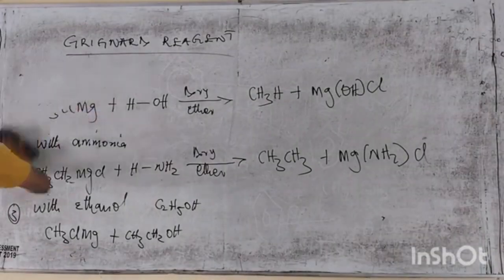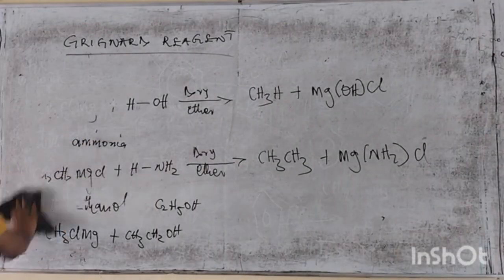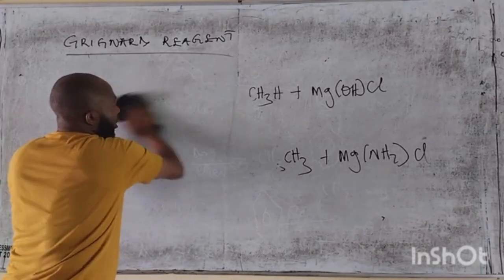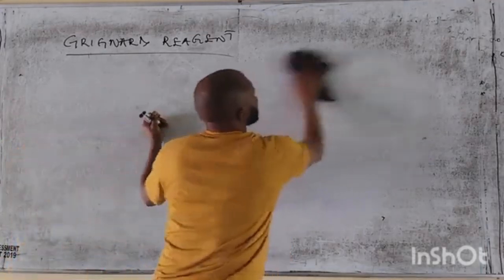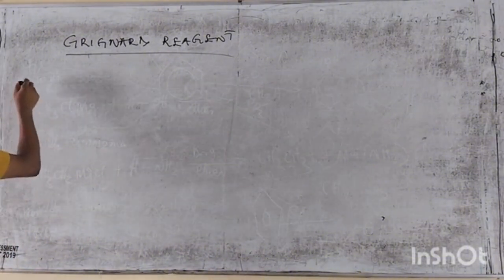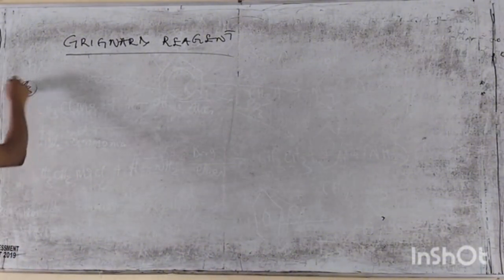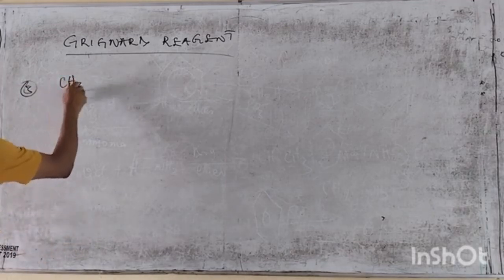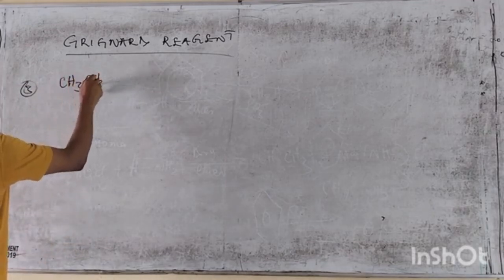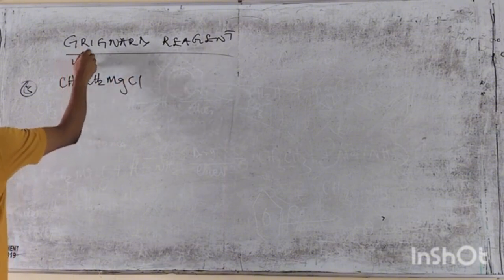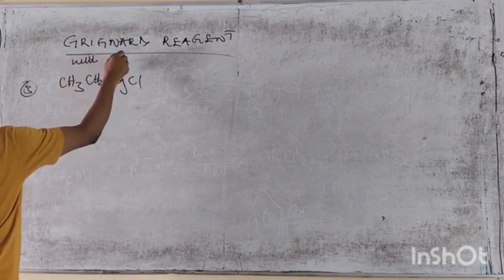So let's take, that is, what do you call it? The next one. Here. Reaction, I have my, is it 3 or 4? Something like that. So I have my CH3, CH2, MgCl with aldehyde.